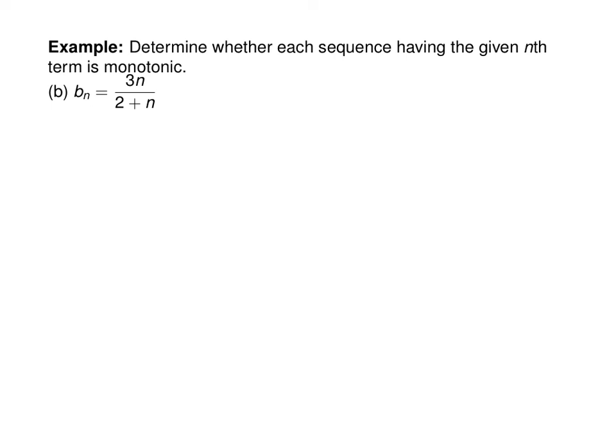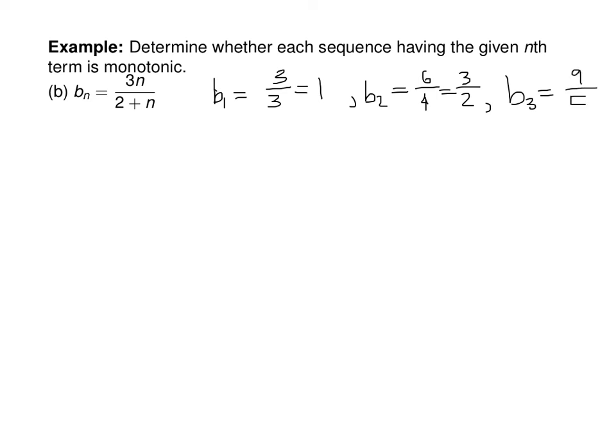Now for this sequence, when we find, say, the first few terms just to see what's going on, B1 will be given by 3 over 3, which is 1. B2 will be given by 6 over 4, which is 3 over 2. And B3 is given by 9 over 5. So these terms appear to be gradually getting larger.